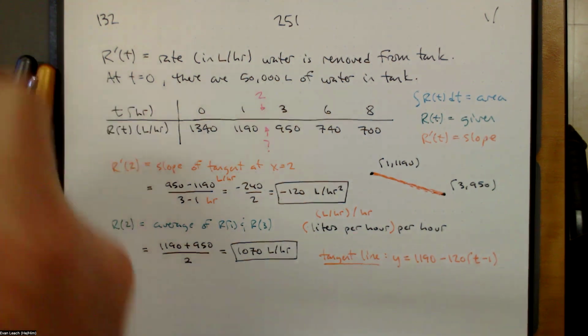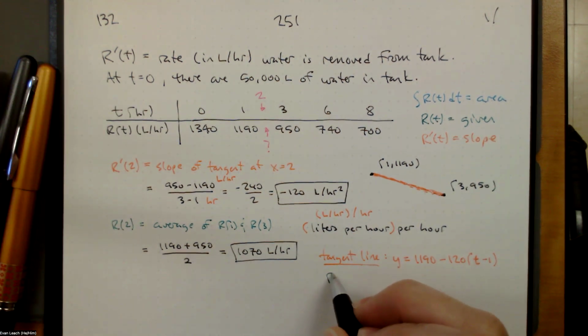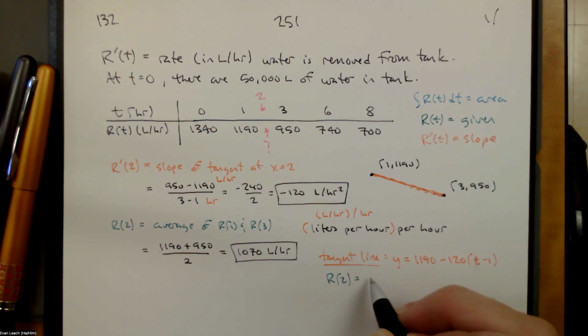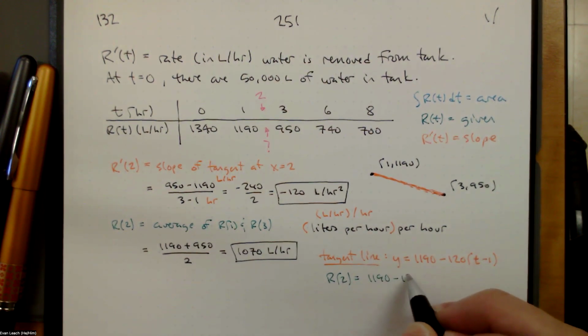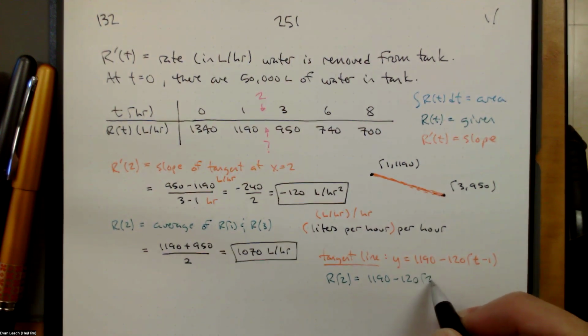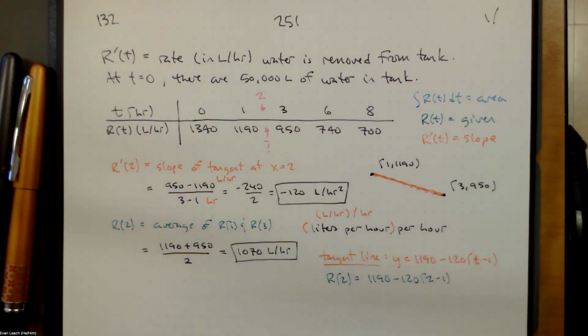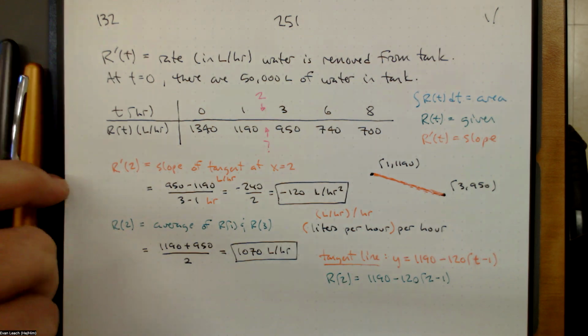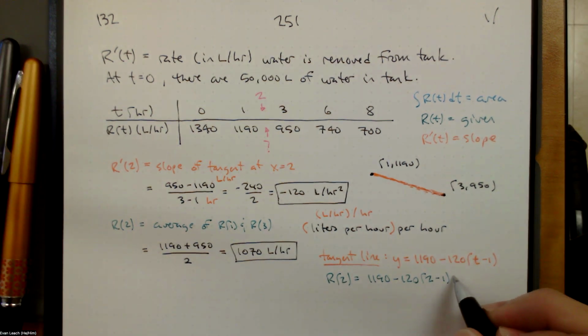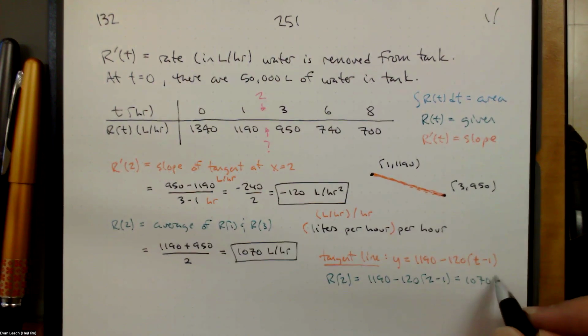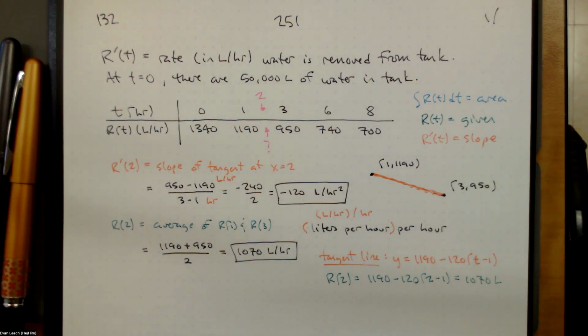And then we can just evaluate this at 2. So this says start off at 1190 and subtract 120 one time. This is thinking linearly. This is just drawing a straight line between the 2 points that we have.